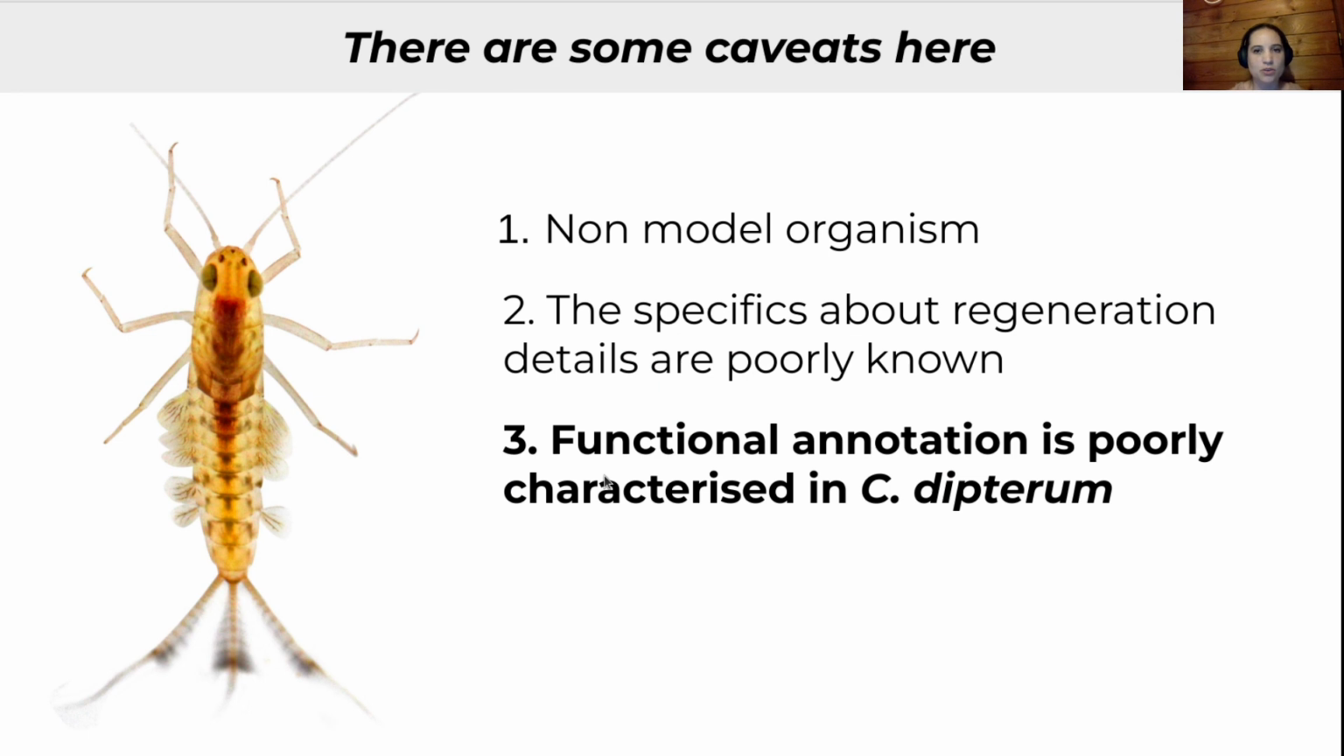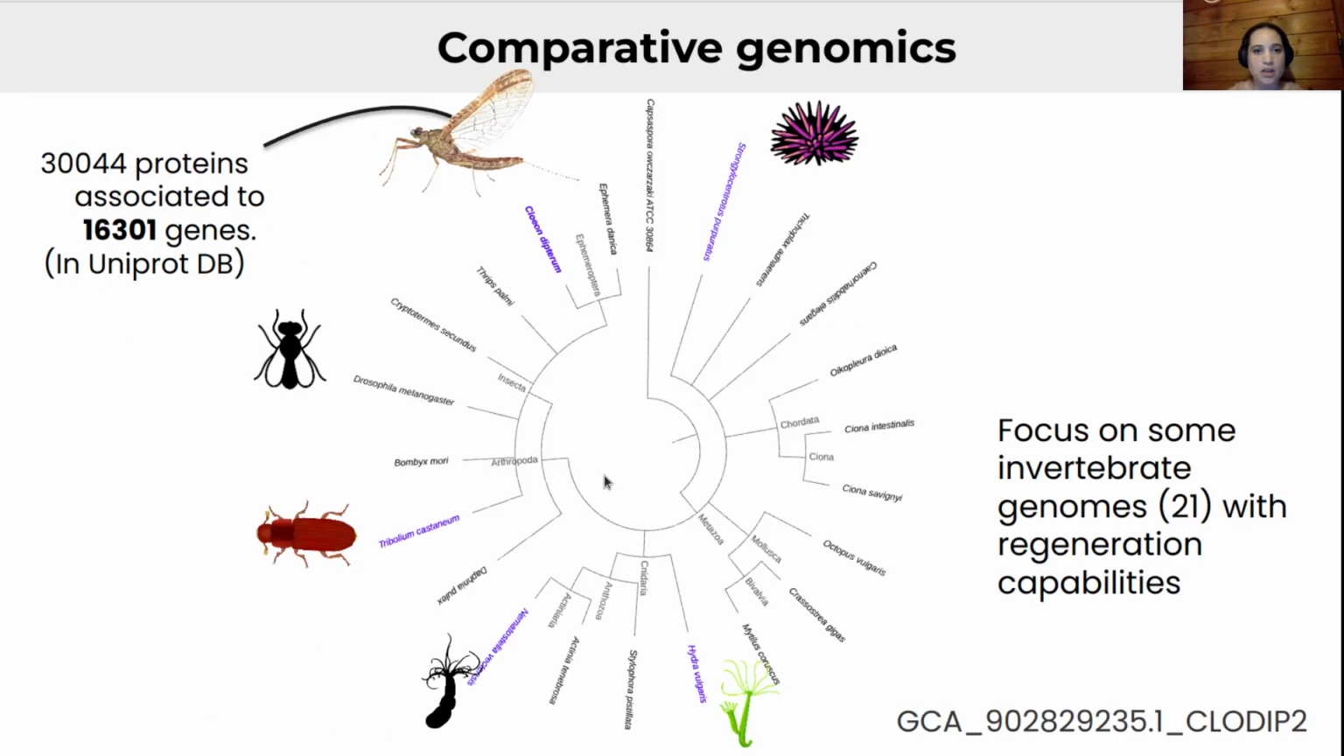But we have some caveats in the regeneration study, mainly because it's a non-model organism with all the problems that are involved, and the regeneration itself remains poorly understood, as well as the functional annotation of Cloeon, that is poorly characterized. For that reason, and in order to improve the functional annotation of Cloeon, our first step was making a comparative genomics between Cloeon and 21 invertebrate genomes in which its annotation remains good and present regeneration capabilities as well.